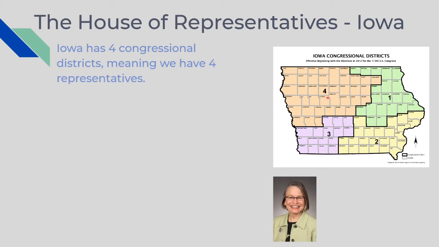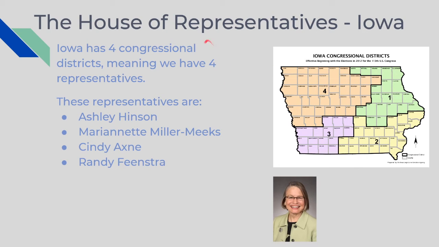We in Columbus Junction are located down here in Louisa County, which is in District 2. You may notice that the districts are not all the same in land size, but the districts are divided based on population. For instance, District 3 is smaller than the rest of them. That's because the largest amount of people live here. District 4 is much bigger because you have to have this much land to account for the same number of people. Like I said, Iowa has 4 congressional districts, so we have 4 representatives.